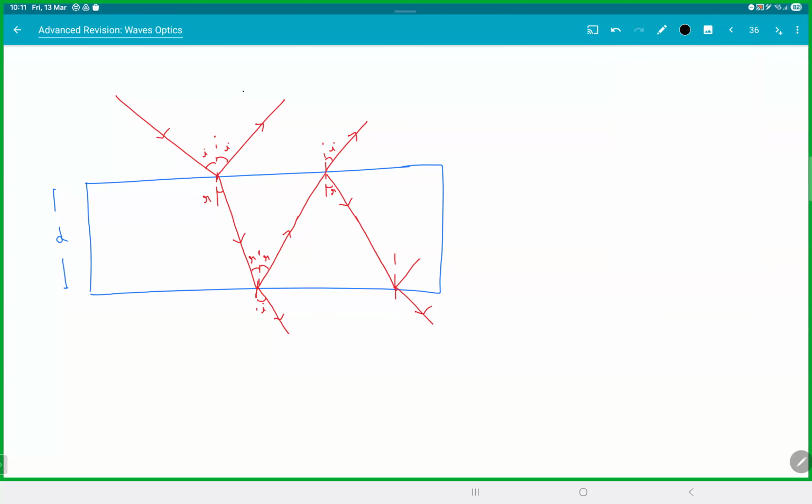So just to name them, I call this ray 1, this ray 2, this ray 3, and this ray 4, okay? And if that is angle i, the width is d, and the refractive index is mu, can you find the path difference between ray 1 and ray 2? Try. I'll give you a minute or two.